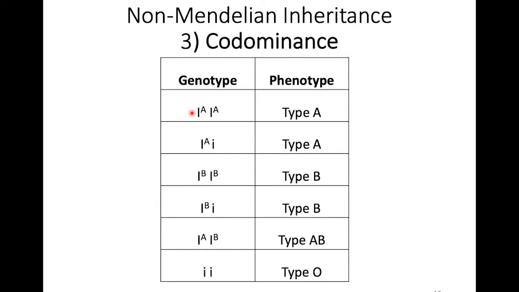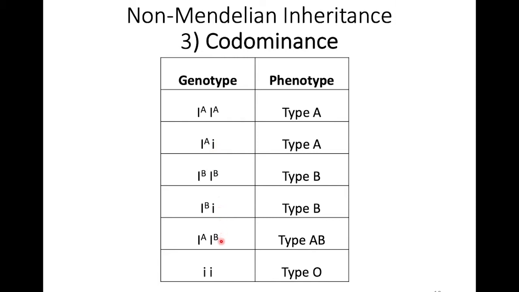Let's follow through. If you have 2 copies of the A allele, your blood will be type A. If you have 1 copy of the A allele and a copy of the no antigen allele, you will also be type A. However, you're a carrier. If you have 2 copies of the B antigen, you will be type B blood. 1 copy of B, 1 copy of lowercase i, the no antigen allele, you will also be type B blood.